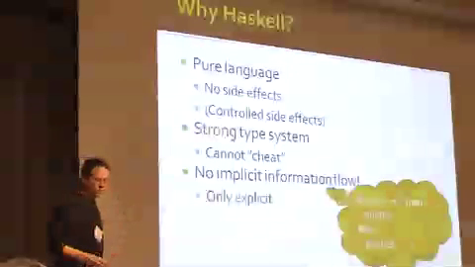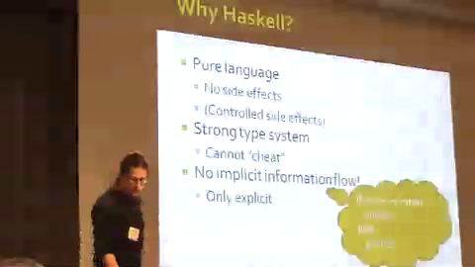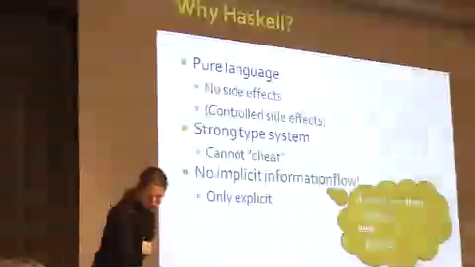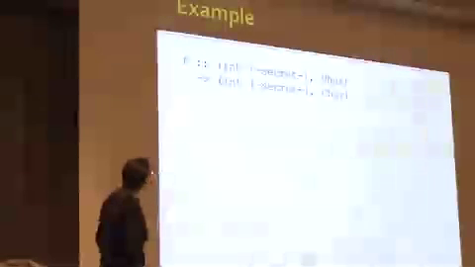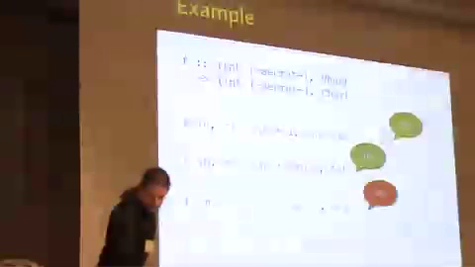Okay, and also the strong type system of Haskell is nice. You cannot cheat, so there's no way to go around it unless you use functions that start with the word unsafe. So here's a little example. Suppose we have a function f that takes in a pair of an int and a character and produces a pair of an int and a character, but just assume that the int is secret data and the character is not secret data.